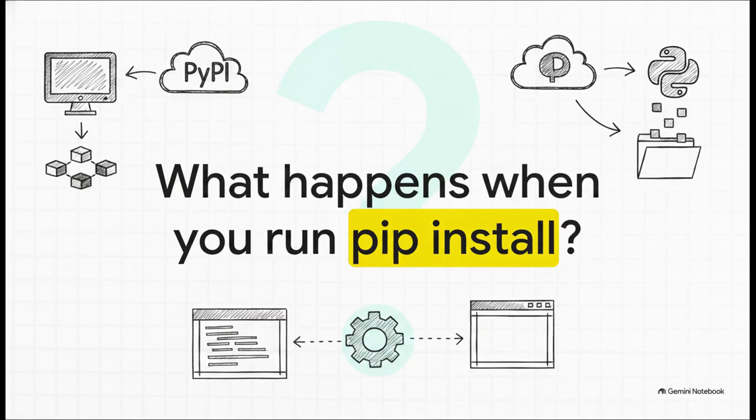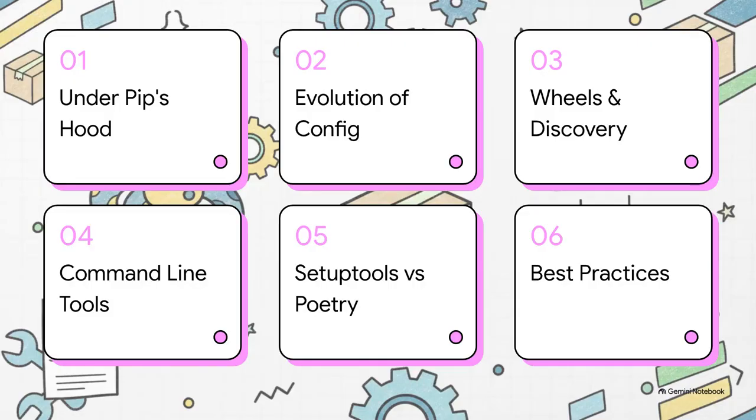But think about this for a second. How does that package's original author actually get it published up there in the very first place? I mean, code doesn't just magically format itself and upload to the internet, right? There's a very specific underlying engine that's genuinely driving that entire process. And to answer that, here is our roadmap for today. We're going to cover under the pip install hood, the evolution of packaging configuration, wheels and package discovery, creating command line tools, Setuptools versus Poetry, and finally, packaging best practices.